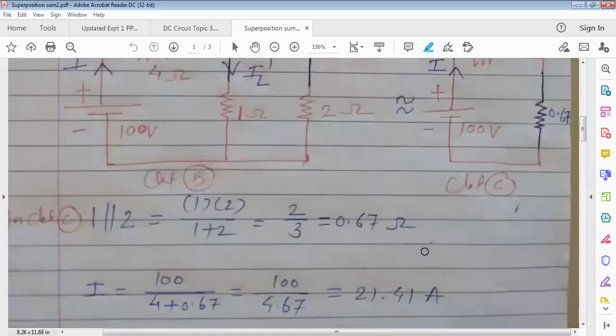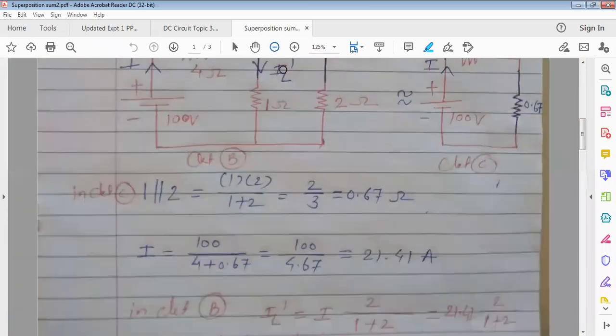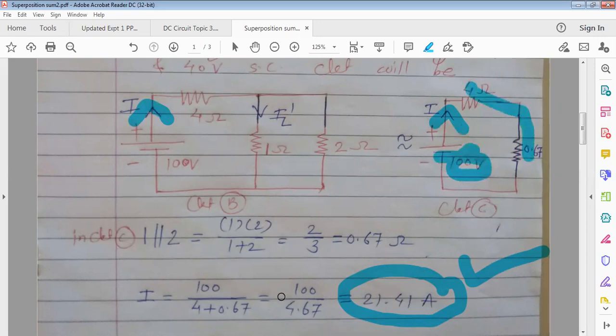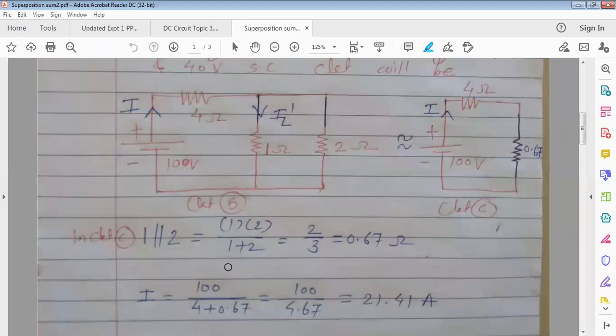21.41. Do we want this current, is this the required current or not? No. It's not. Okay. What some students do, sometimes they calculate this only and that's it. It's not so. Just concentrate on the sum. This one you have calculated. Total current, 100 volt divided by this 4.67 is the total current. Now you know the total current is 21.41 ampere.